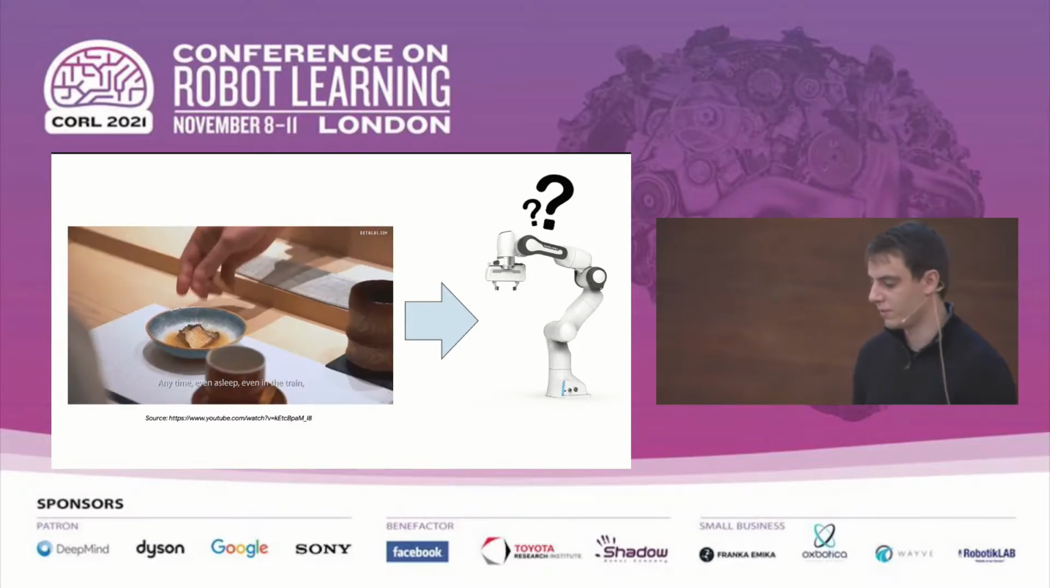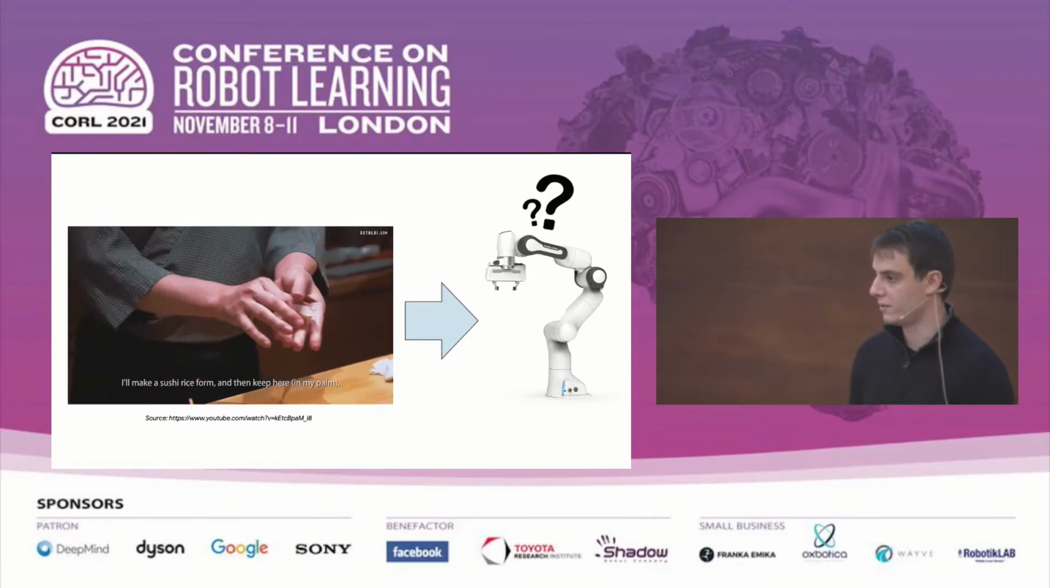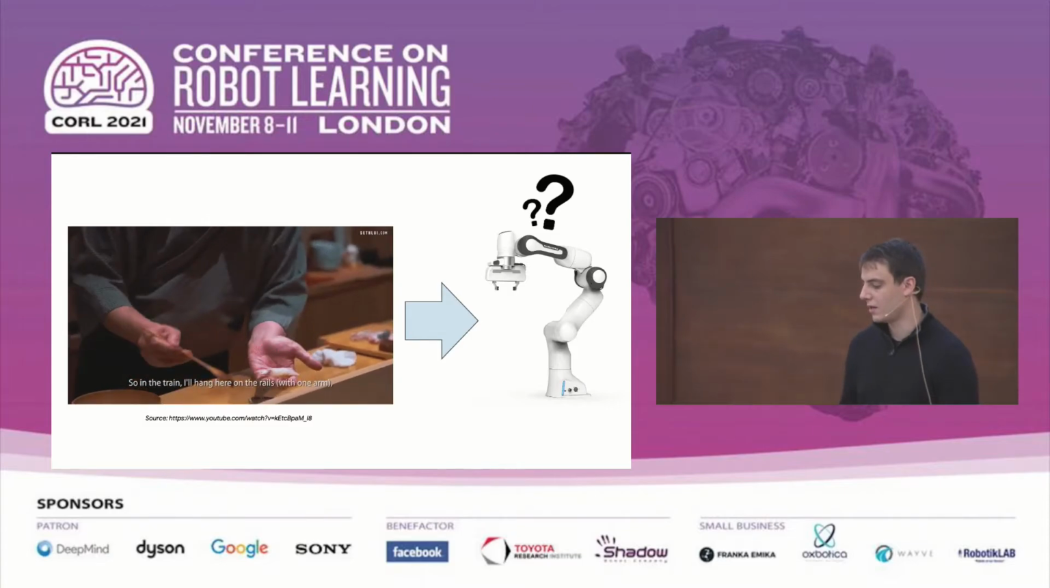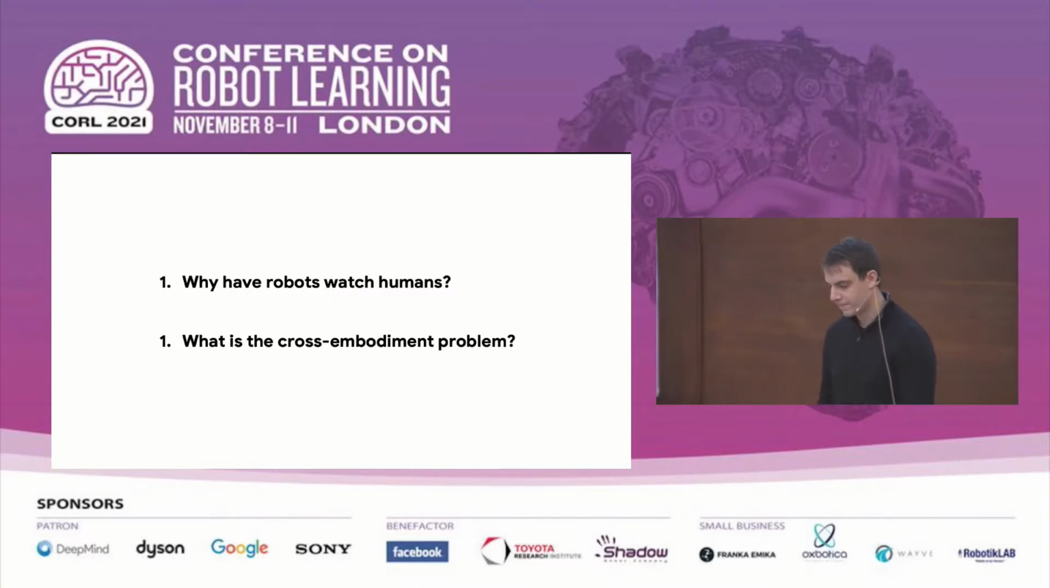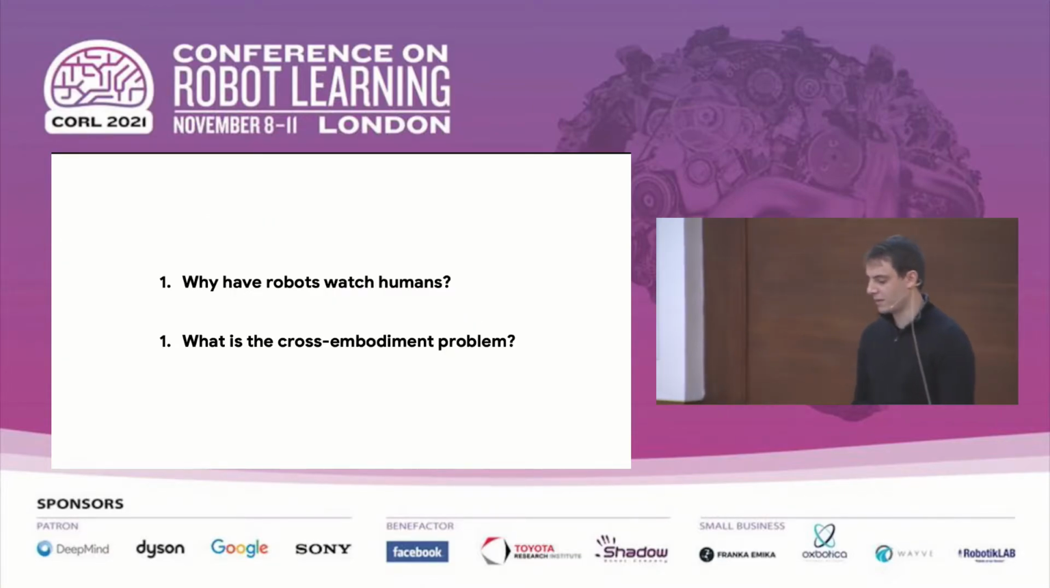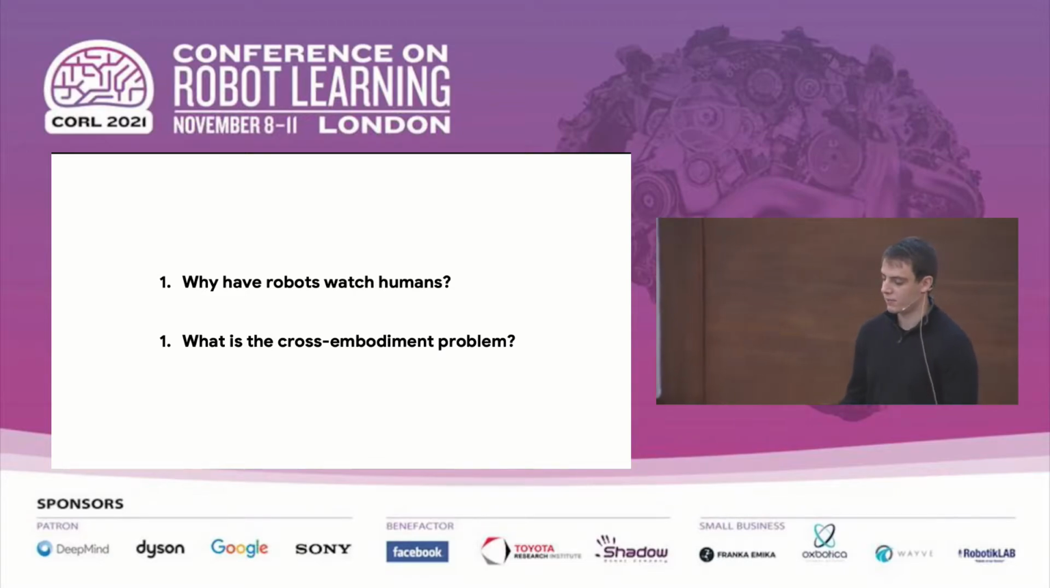So the goal of this work really is we want our robots to watch us humans perform tasks and then learn how to do them. But before I talk about that, I want to talk about why have robots watch humans, and what is this cross-embodiment problem that I mentioned in the title?